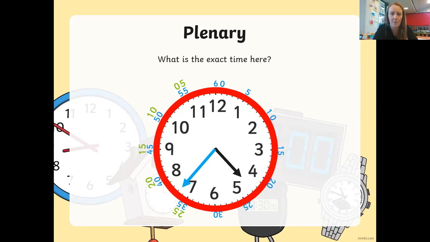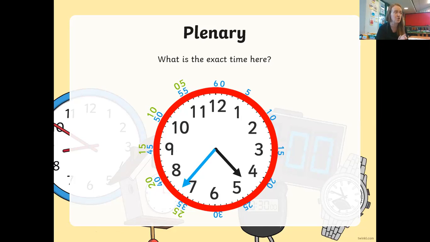I'm going to double check that by counting backwards along the clock in 5s. 5, 10, 15, 20, 21, 22, 23 minutes to 5. Who got 23 minutes to 5? If you did, well done. That means you have taken in what you need to do.